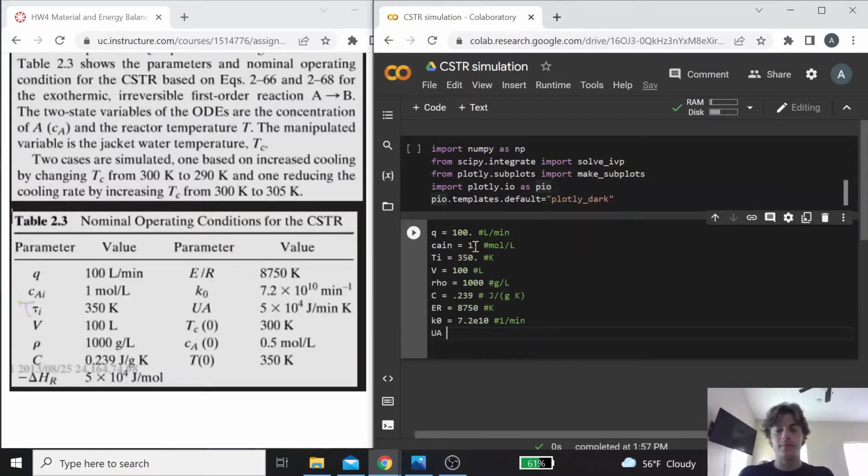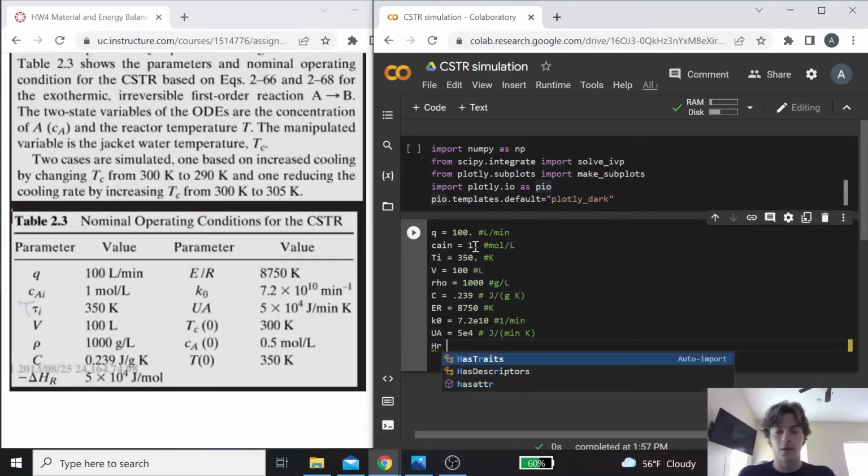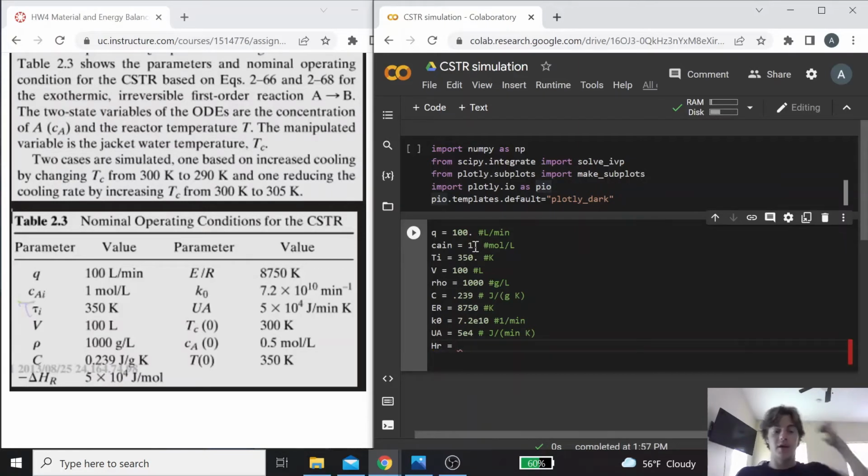The heat transfer constant times area is 5 times 10 to the 4th, and that is in units of joules per minute times Kelvin. And then the enthalpy of the reaction is 5 times 10 to the 4th joules per mole.